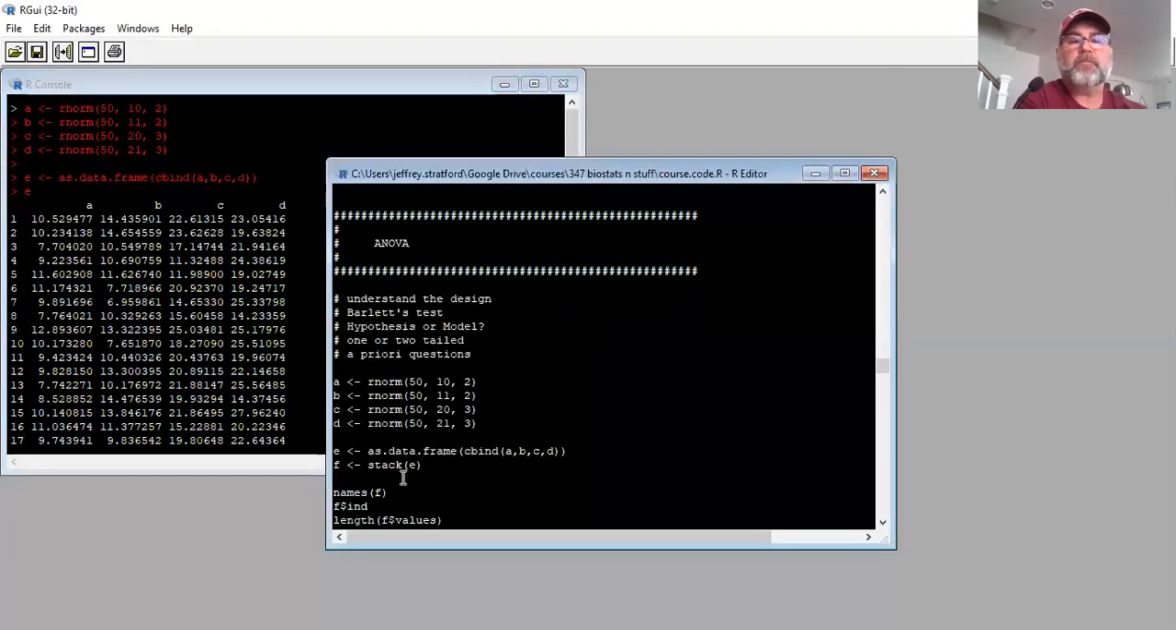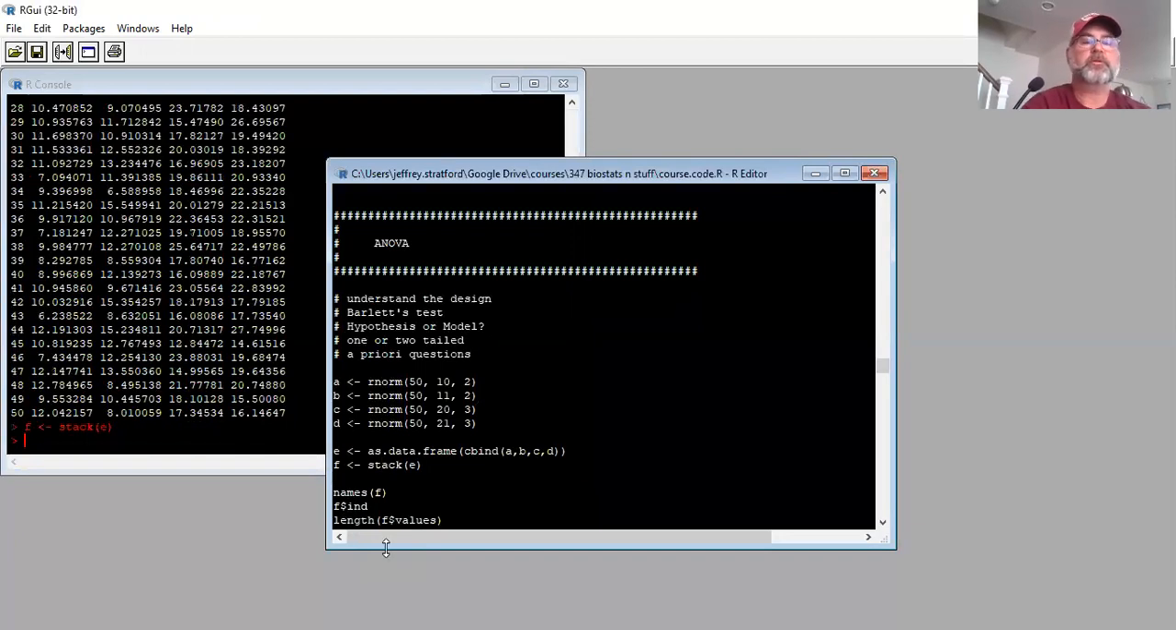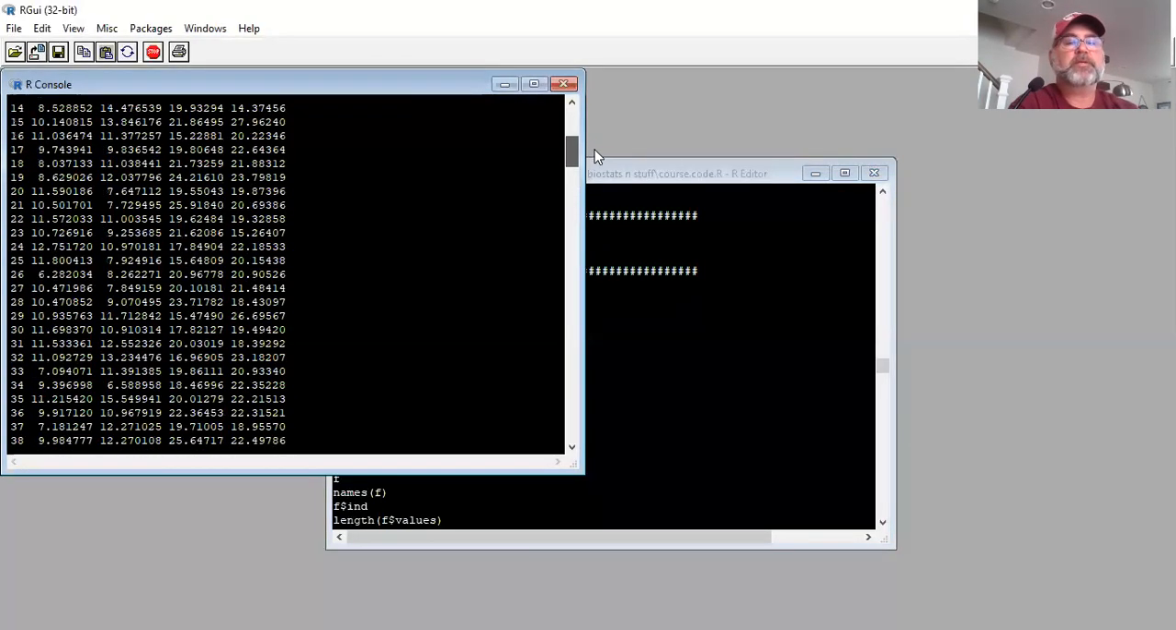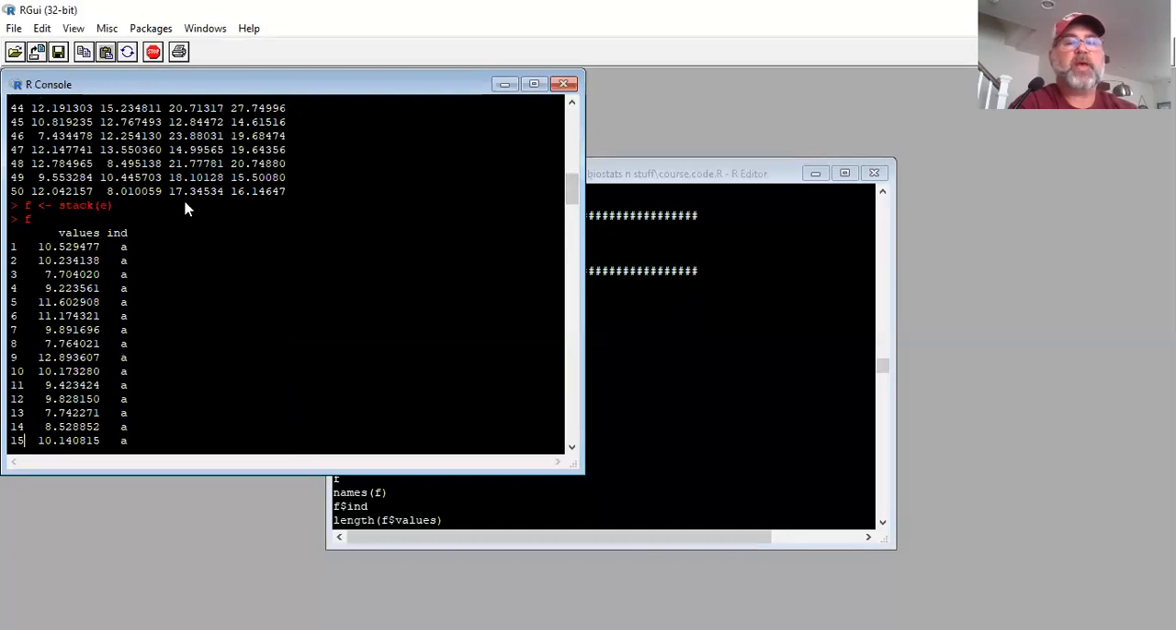Okay, so what we can do is stack. So let's do that. So we've stacked them. And if we type in F to take a look, okay. So now you can see our data is in long format. So we've taken this wide format, put all these numbers on top of each other, and since we didn't name these variables anything, our default column headers are values, and ind stands for indicator. So this is your indicator to indicate what group they belong to.